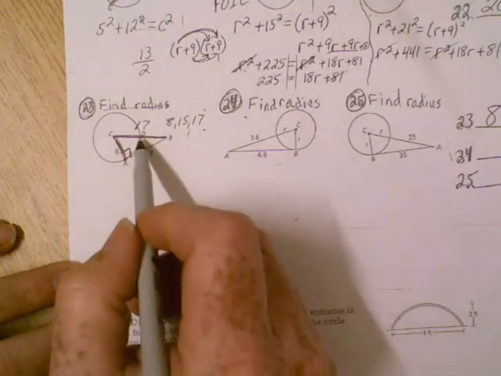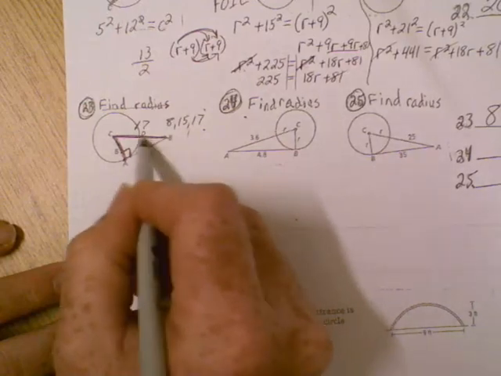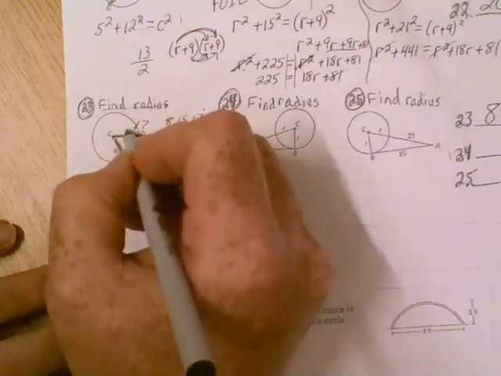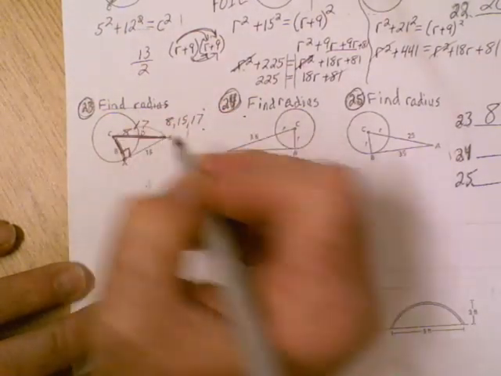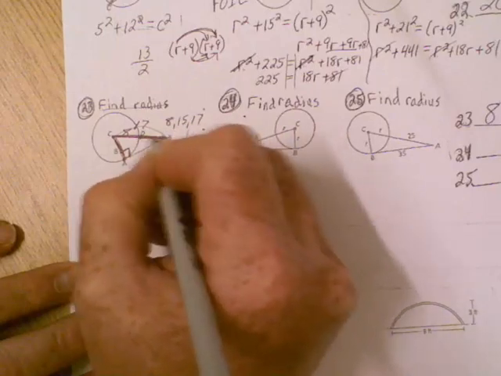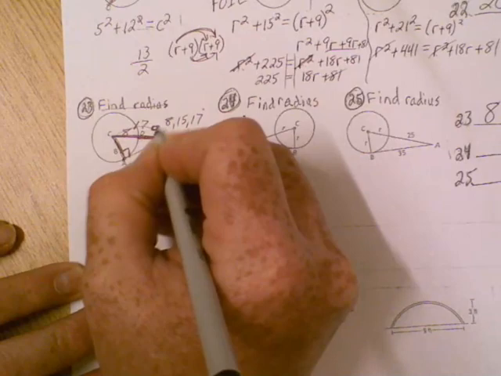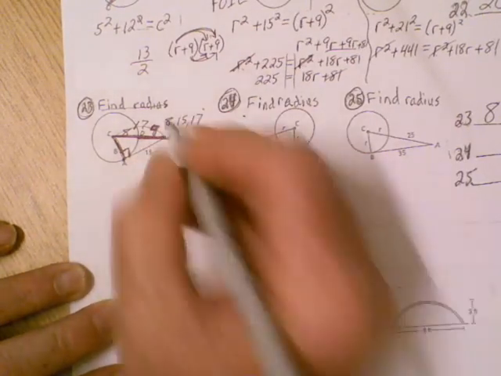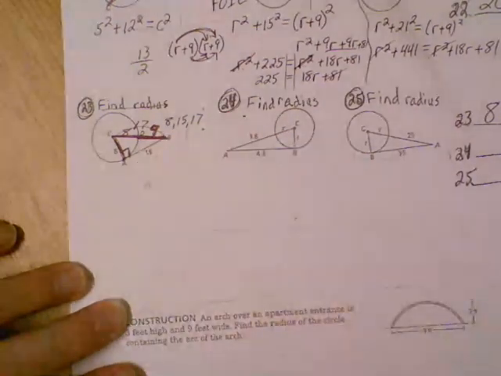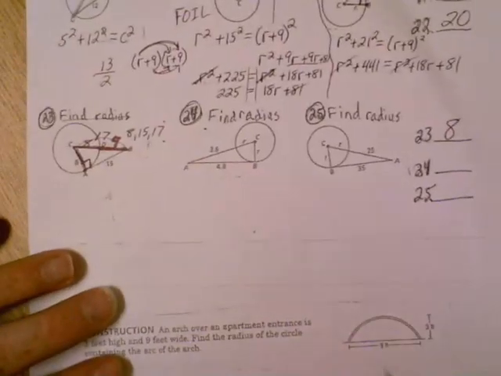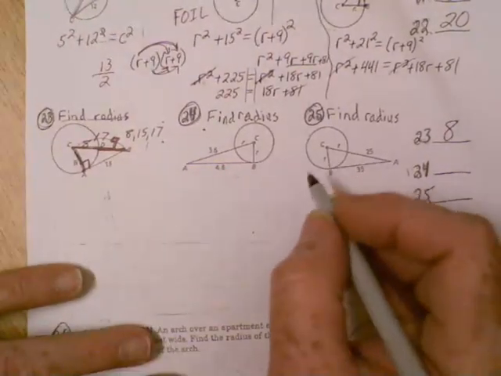Now, a better question on this one might have been, how long is segment DB? Well, if this radius is 8 and this whole thing is 17, then this part outside of the secant here has to be 9. Well, it's not really a secant, I don't guess. This outside part would have to be 9. But the answer is 8 because they just ask you to find the radius.